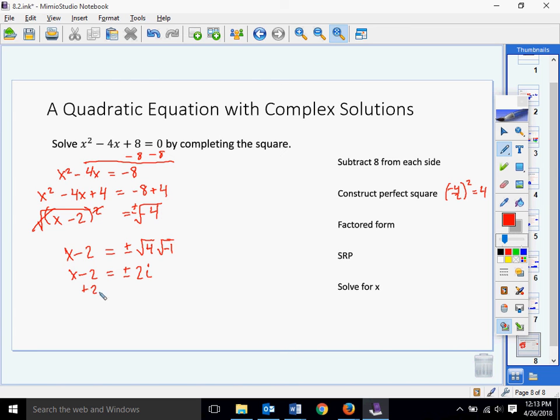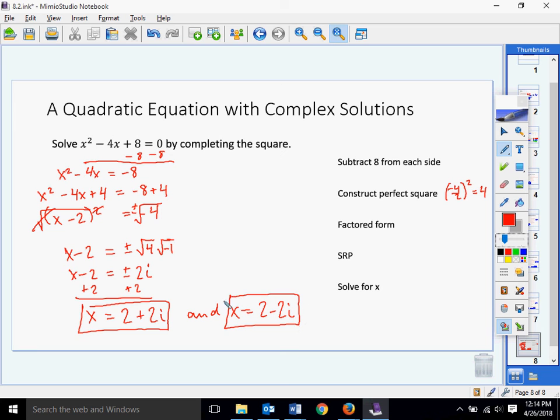Now we're ready to solve by adding 2. So I get x equals 2 plus 2i, and x equals 2 minus 2i. Remember, I cannot combine those into 4i because this one has an i and this one doesn't. And I can't type that into my calculator, so there are my two solutions. There are complex solutions because part of them is real and part of them is not real.